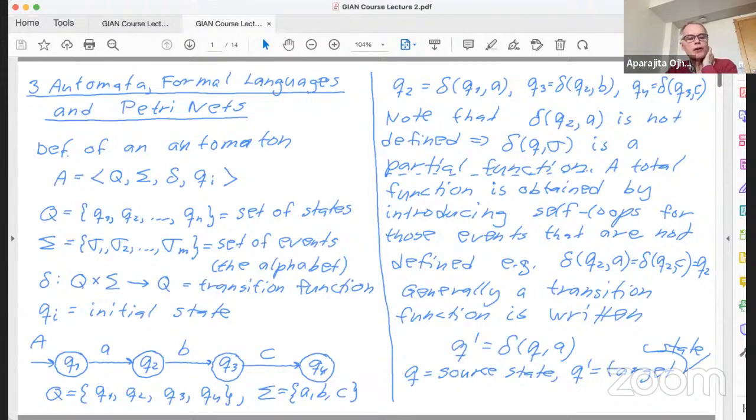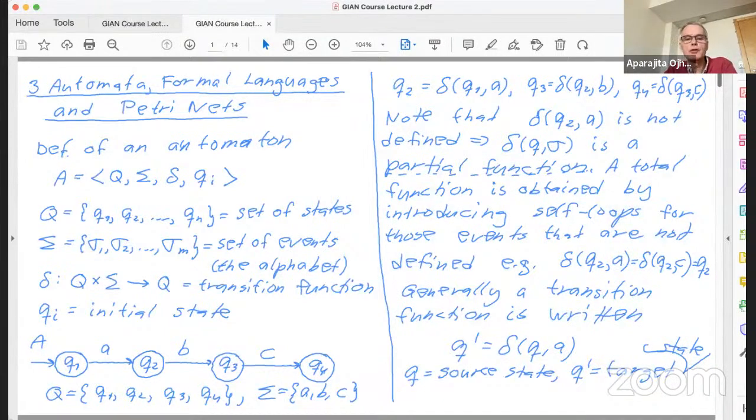Note that this function is actually what we call a partial function because it's not defined for all combinations of states and events. For instance, a transition from Q2 via the event A is not defined because from state Q2 there is no possibility to take the event A. So it's in that respect a partial function.